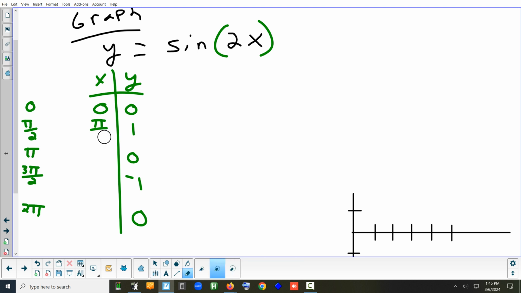Oops. I was thinking ahead a little bit. What's half of 3 pi over 2? 3 pi over 4. Yeah, just imagine putting times a half right there. Multiplying them all by a half. So 3 pi over 4. And what's half of 2 pi? Pi.